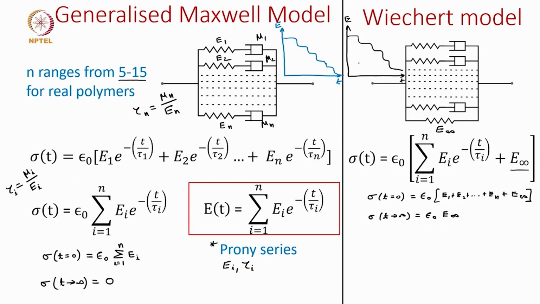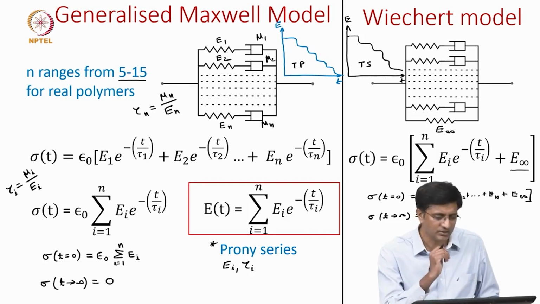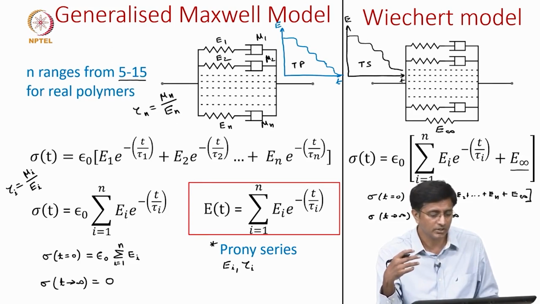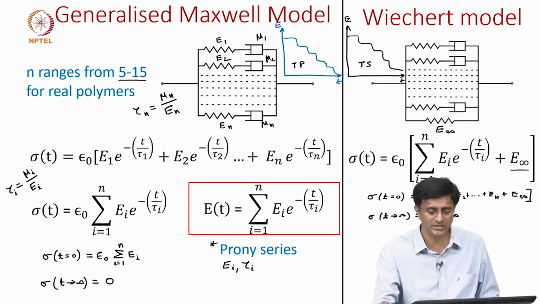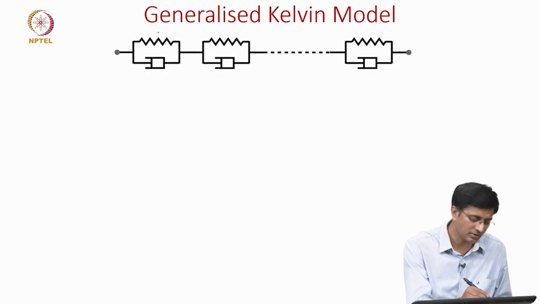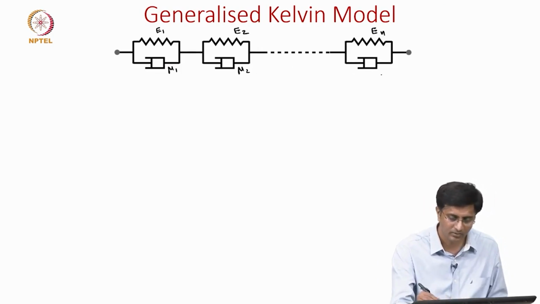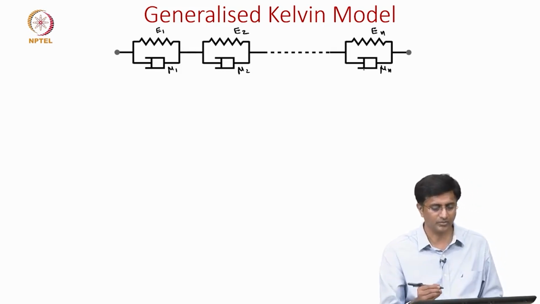This is good to model the thermosets, and the earlier generalized Maxwell model is good to model the thermoplastics. So, once we have seen this Maxwell model, it will be easy for us to discuss the Kelvin model, because now instead of having these Maxwells in parallel, we will have Kelvins in series. So, this is Kelvin 1 with E1 mu 1, and then we have the second Kelvin with E2 mu 2, and so on and so forth till En mu n. So, the nth Kelvin model.